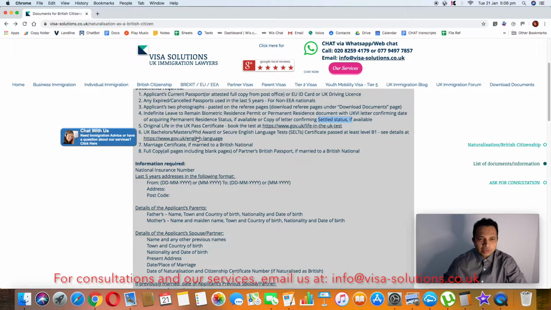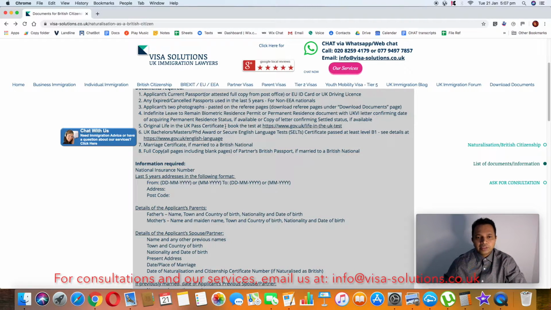Then the next one is the original Life in the UK pass test certificate. For non-European nationals, you might have already proved it at the point of applying for your indefinite leave to remain. But still you will have to give a copy of the test pass certificate of the Life in the UK exam. If you don't have it, then you may have to give a letter stating that you have lost it, and give any references or proof that you may have, either a copy or a test ID, anything like that. So that letter will suffice.